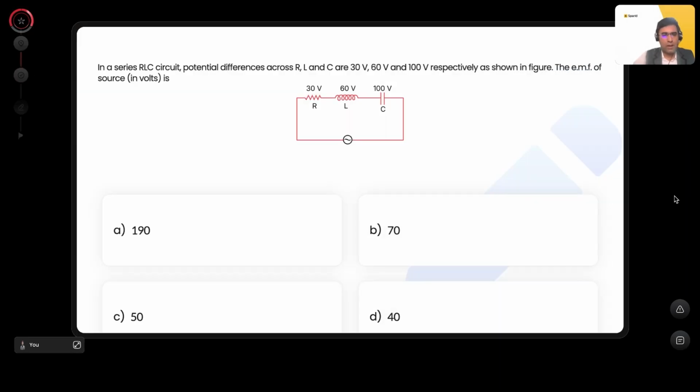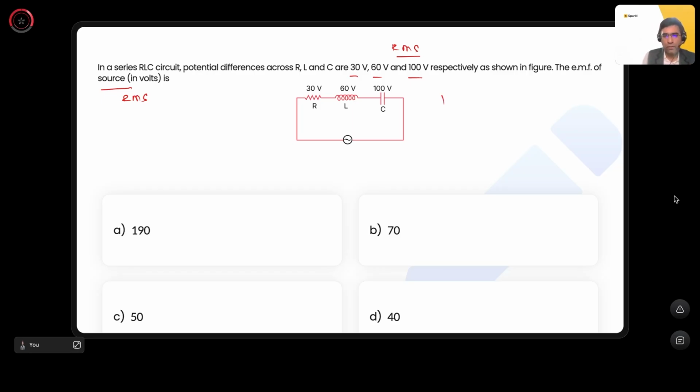A series RLC circuit, potential difference across R, L and C are 30, 60 and 100 volt respectively as shown in the figure. The EMF of the source? So again, it's an easy question. It's a purely formula based question. You have to keep the formula on your tips. Now these values, when they are given like this, are always RMS values. So the EMF of the source, when nothing is given, we have to find the RMS. Otherwise it would have said find the peak value or find the average value, whatever. When nothing is given, we have to find the RMS value.